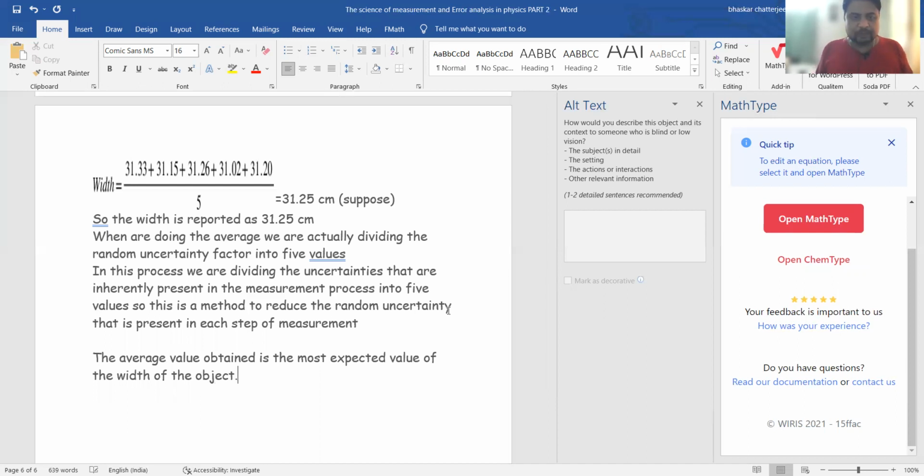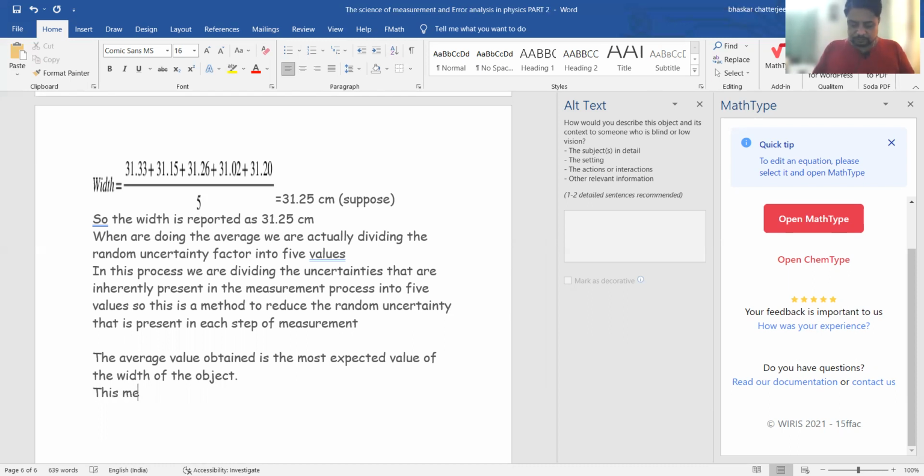Now suppose you take 10 more values. Your total number of observations is 10. You are summing over all the 10 observations and dividing by 10. You will get the average value. How the number of observations affects the measurement process, we will come to this section. So this is the first tool of analyzing errors or uncertainties, the process of taking the average. This is a statistical tool.